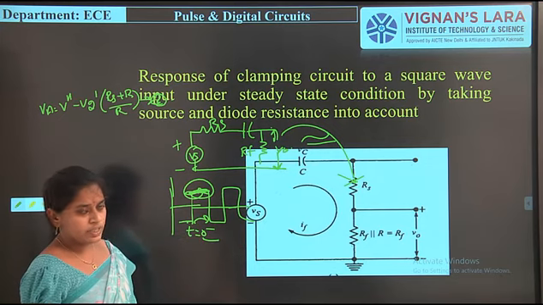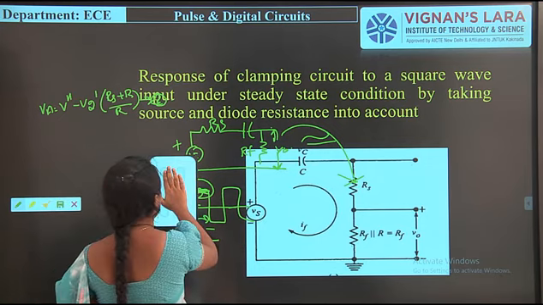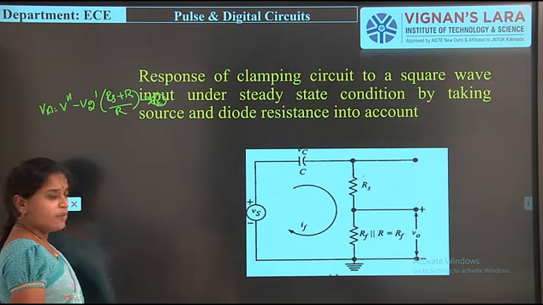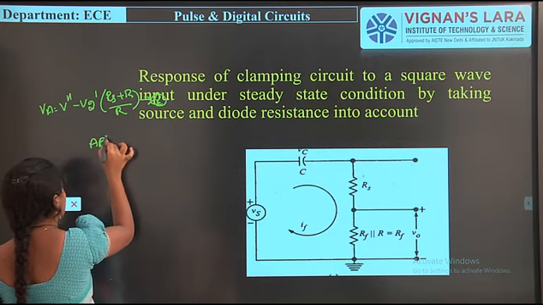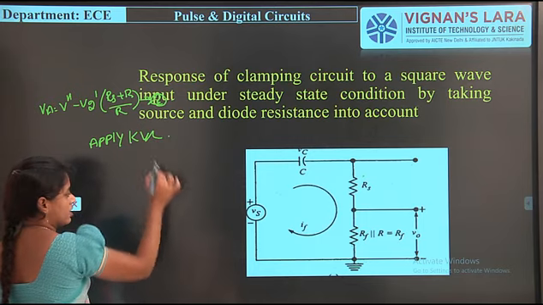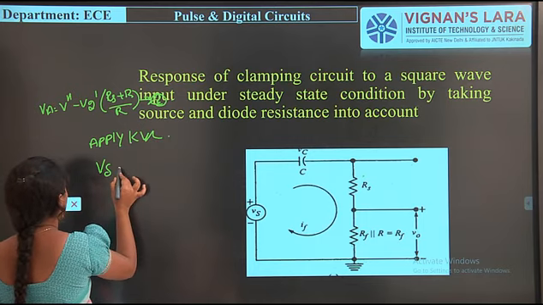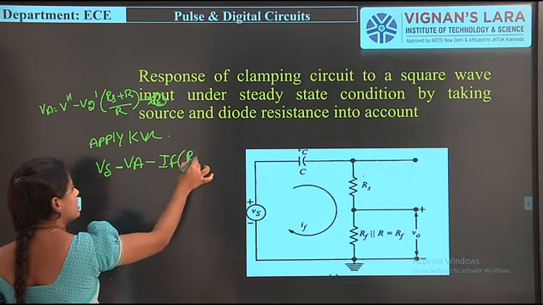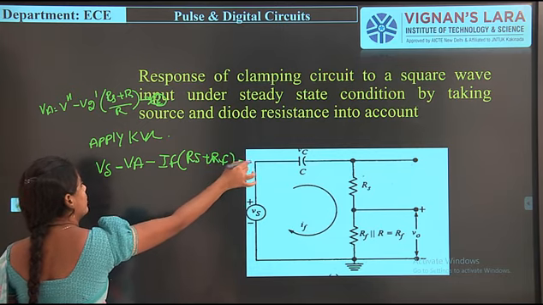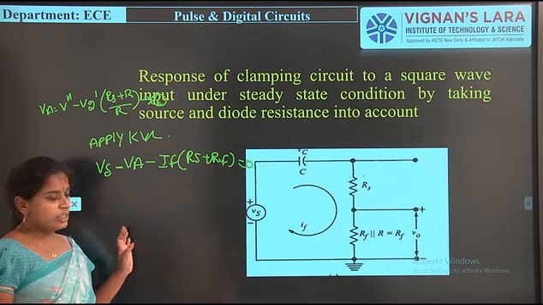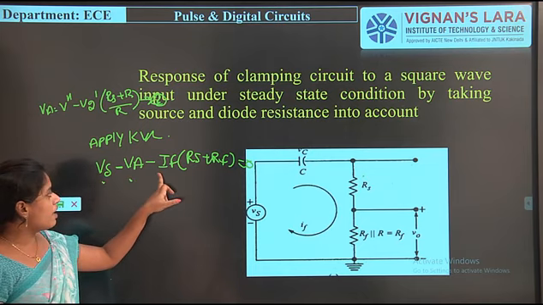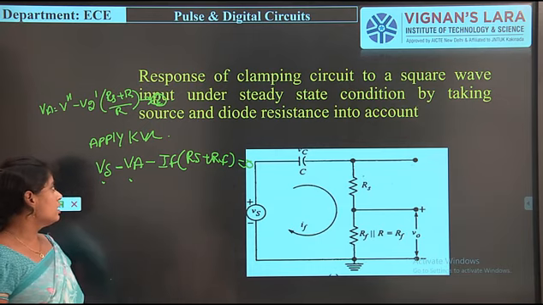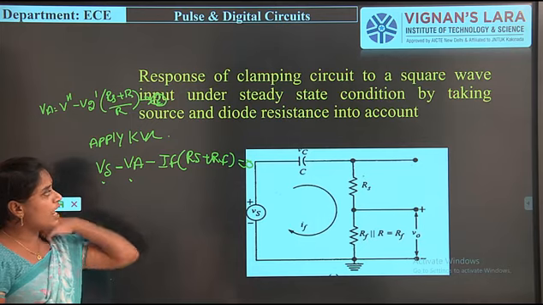So here we apply KVL to this circuit and we have to find the output wave. Just by applying KVL to this circuit, we have to observe what the output waveform is. Applying KVL to this circuit, we get Vs minus Va minus If into (Rs plus Rf) equal to 0. Obviously it is in the reverse direction, that's why I have to take it like this.